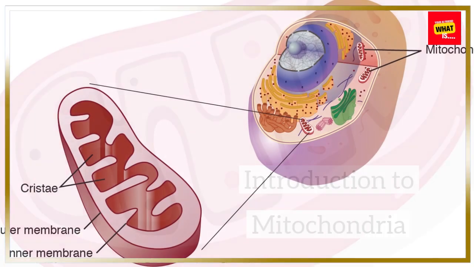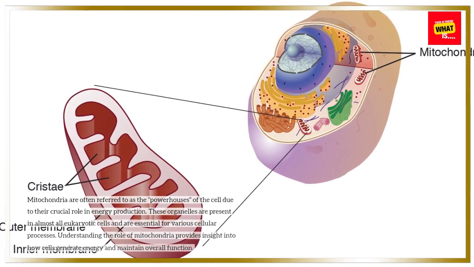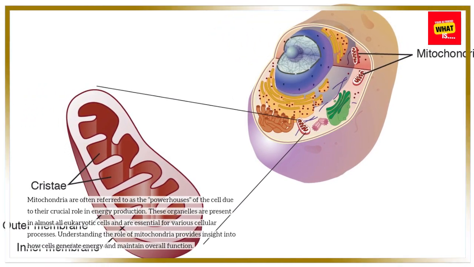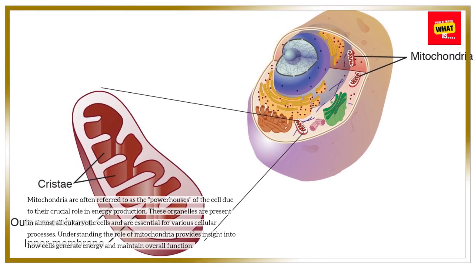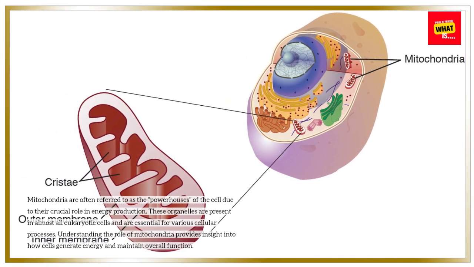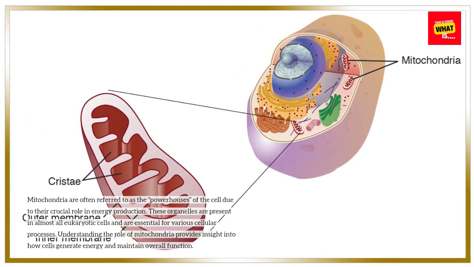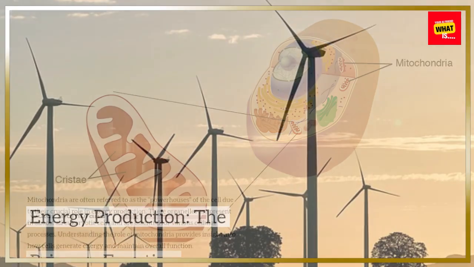Introduction to mitochondria. Mitochondria are often referred to as the powerhouses of the cell due to their crucial role in energy production. These organelles are present in almost all eukaryotic cells and are essential for various cellular processes. Understanding the role of mitochondria provides insight into how cells generate energy and maintain overall function.